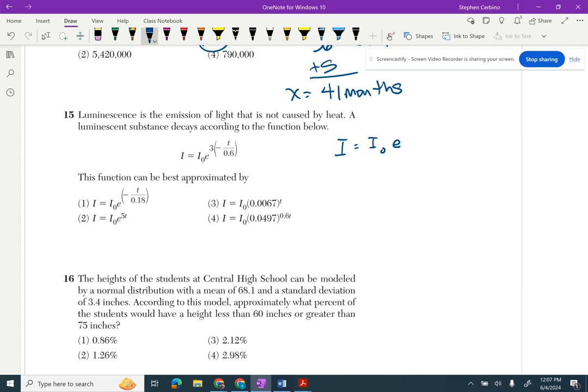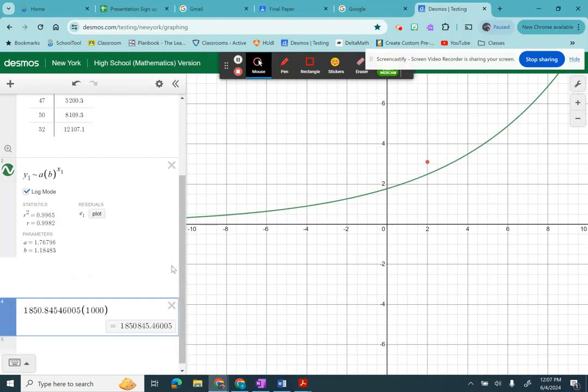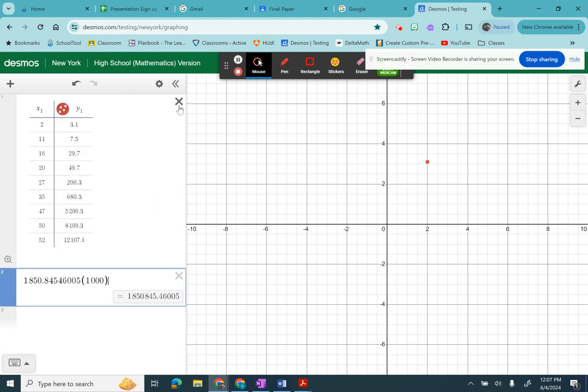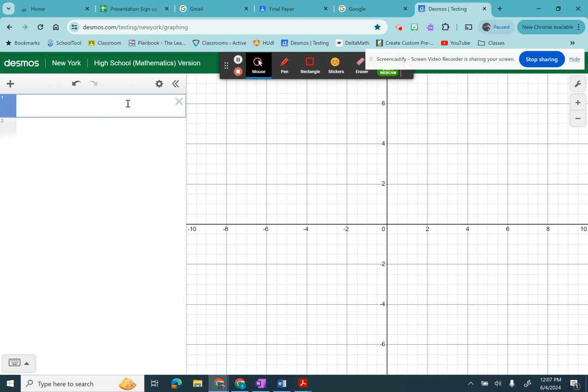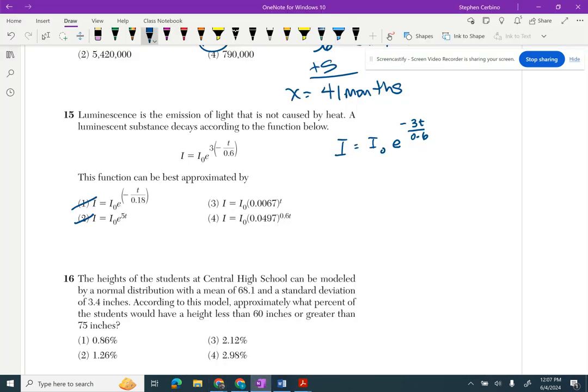This 3 can be multiplied to this fraction. If I do that, the fraction is going to become negative 3t divided by 0.6. That's not going to give me 18 because the 3 is in the numerator. If I divide 3 and 0.6, it's not going to give me 0.5 or 5, so it's not choice 2. If you're not sure what I mean, if you simplify that fraction without the variable, it's going to give you a different number altogether. If you divide 3 by 0.6, you do get 5, but notice there's no negative. The negative doesn't just magically disappear, so it can't be choice 2.